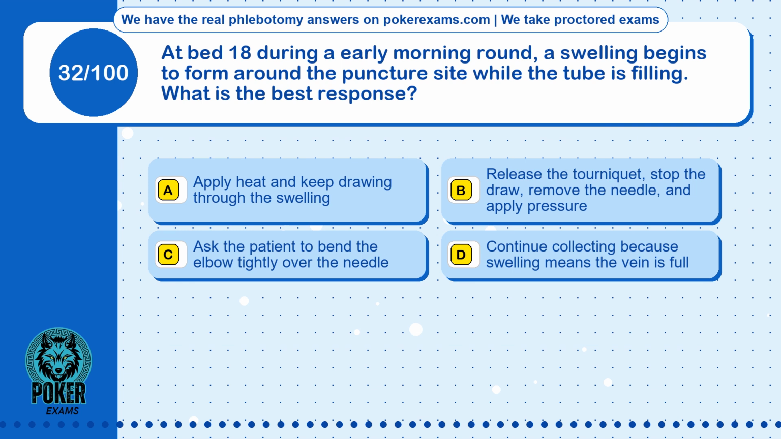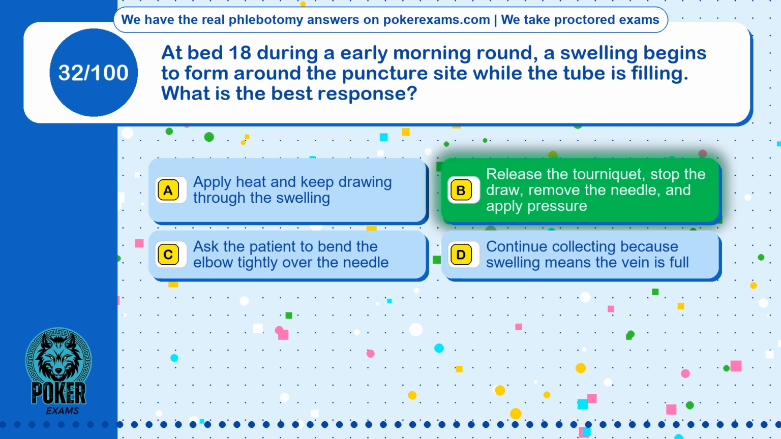Question 32. At bed 18 during an early morning round, a swelling begins to form around the puncture site while the tube is filling. What is the best response? Option A. Apply heat and keep drawing through the swelling. Option B. Release the tourniquet, stop the draw, remove the needle, and apply pressure. Option C. Ask the patient to bend the elbow tightly over the needle. Option D. Continue collecting because swelling means the vein is full.